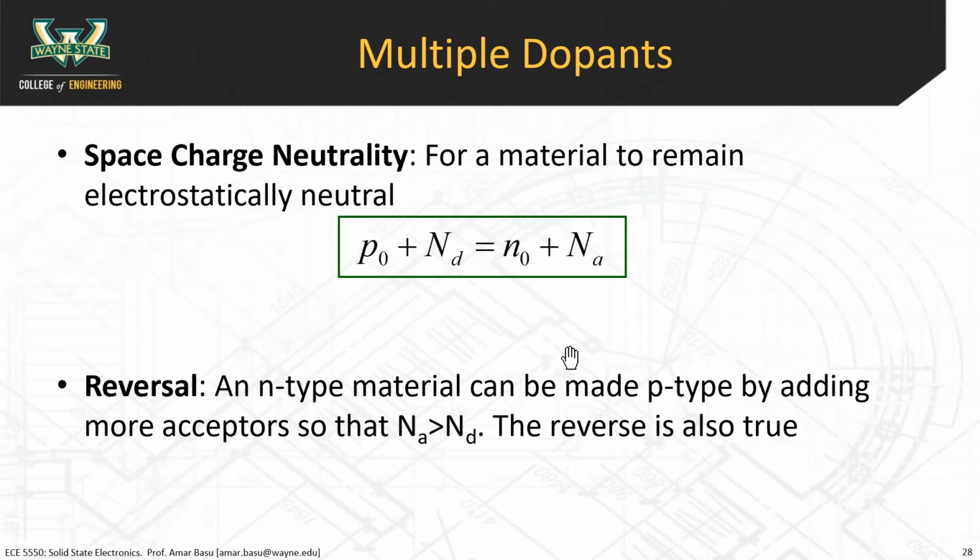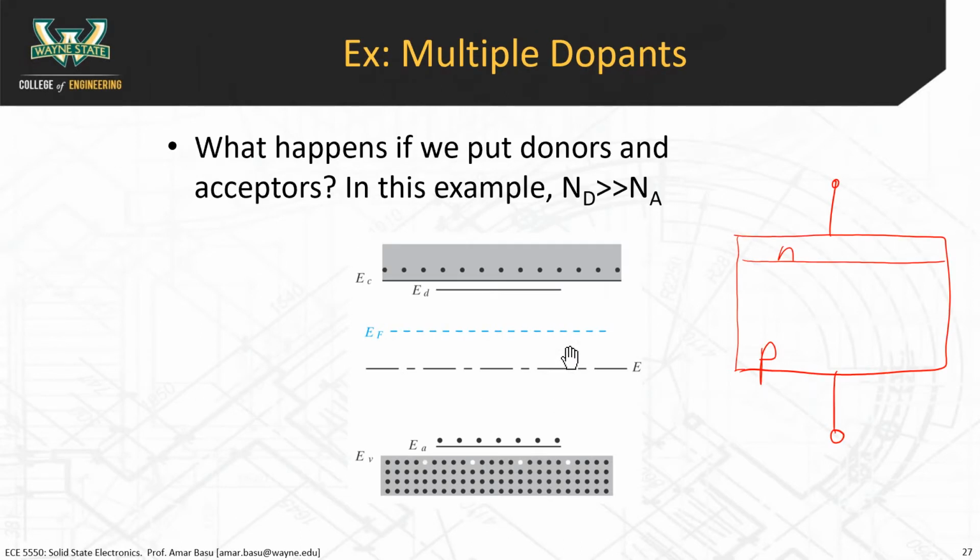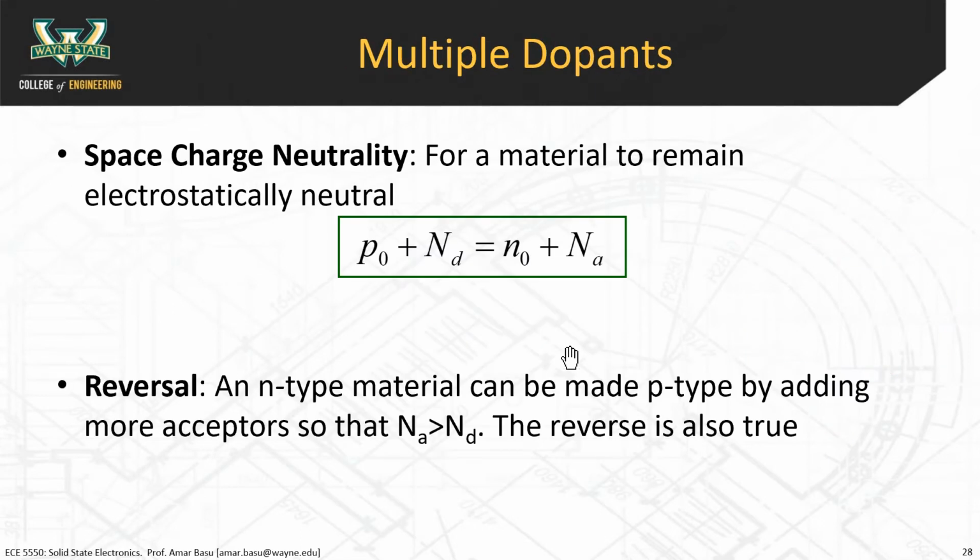So we mentioned the simple case where the donor density is much, much higher than the acceptor density, but what if they're actually close to each other? If they're close to each other, you have to use a space charge neutrality rule. For a material to remain electrostatically neutral, P0 plus Nd is equal to N0 plus Na. So where is that coming from? It comes from the positive and negative charges in the material.